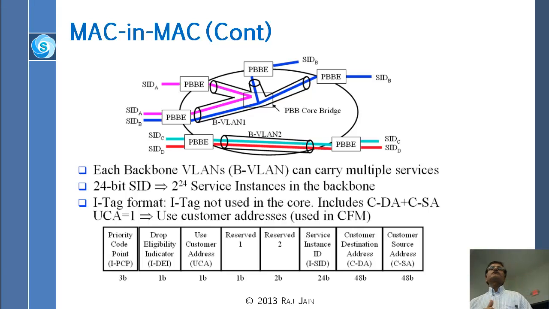So what we have learned so far is what we call PBB, provider backbone bridging. So first was PB, provider bridging. Then was PBB, provider backbone bridging. Alright, MAC in MAC.